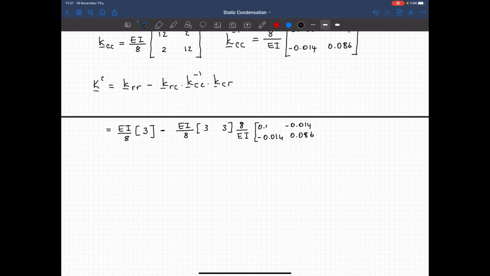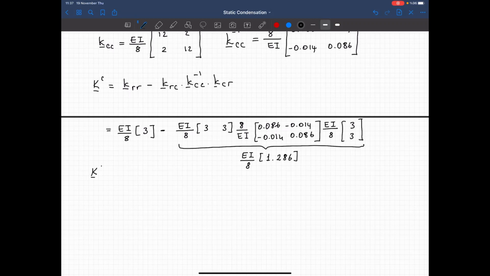That's equal to 0.086 and multiplied by EI over 8, 3 and 3. And if you calculate that, this portion, you will obtain as EI over 8, 1.286. And then we will obtain our Kc as equal to 1.714 over 8 EI.